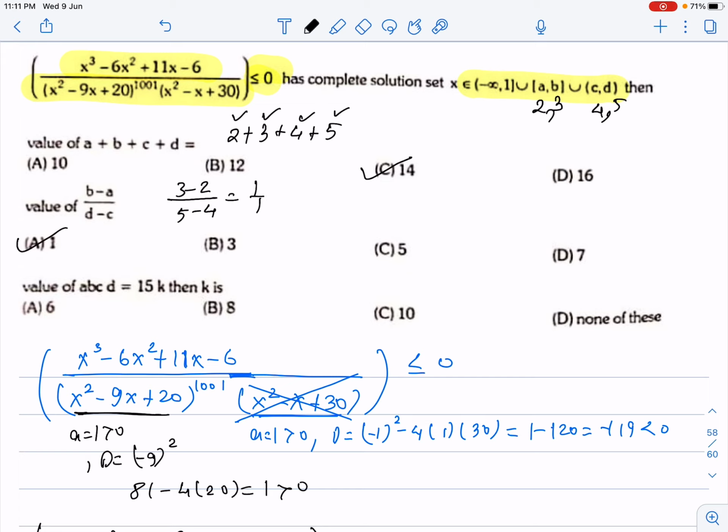Now ABCD is equal to what? 15k is given to you. So k they are asking. So 2 into 3 into 4 into 5 is equal to 15k is given to you. So this 15 will be getting cancelled with this 15 over here. So k will be becoming what? 4 to 8. So option B should be marked over here.